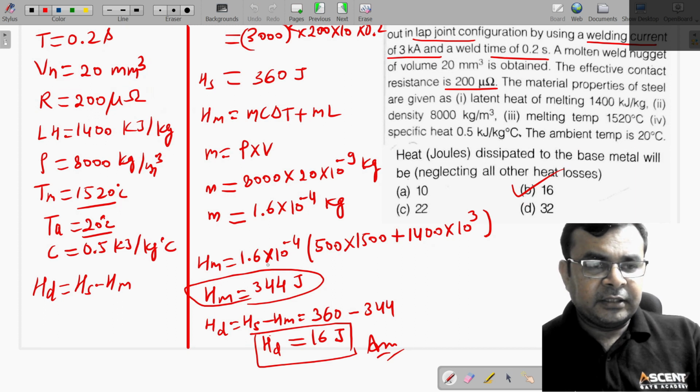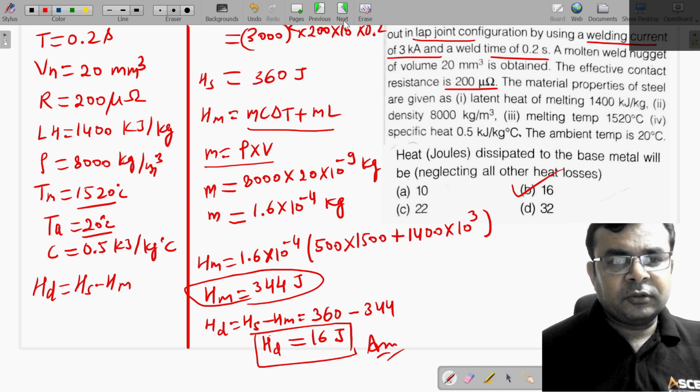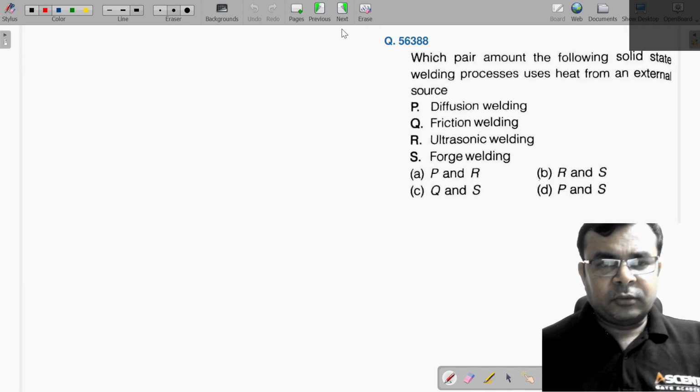You can see here this is the MC delta T. M is calculated by this, and once you get M, you just put these values in this expression, then you will get the answer. Is it clear? That's why I'm not writing this question again.